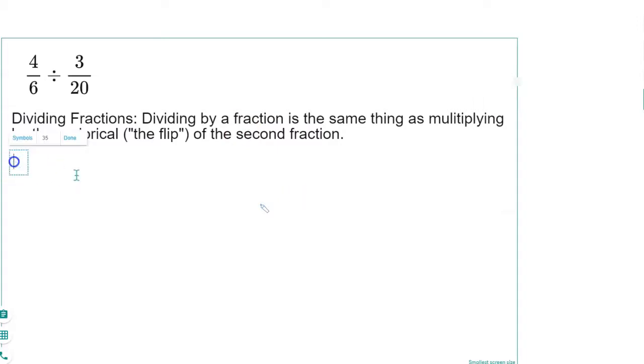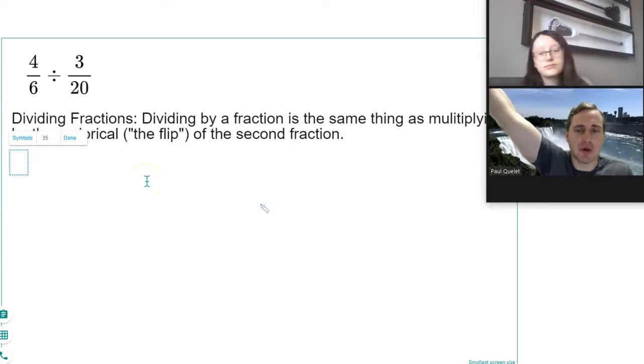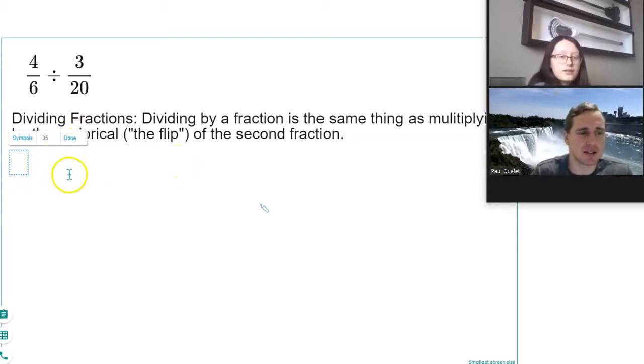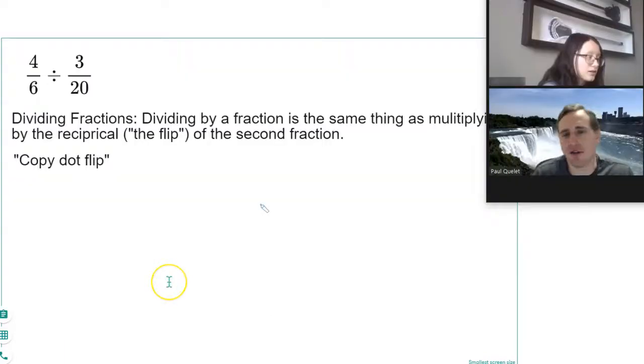Now, by the way, there's one more thing I want to mention about this out loud. This is apparently the most common little rhyme that I hear, at least in Colorado. It seems to be sweeping the Front Range. The little rhyme to remember this is what people often say: copy dot flip. Copy dot flip. What in the world does that mean?